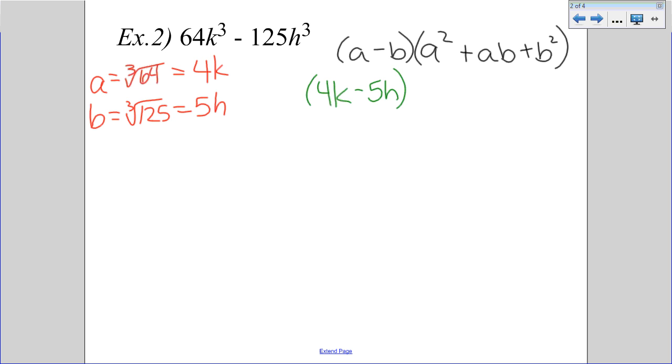I then have to take a and square it. So I'm going to square each part. 4 squared is 16, and k squared is k squared. Now remember, guys, this is where I told you to stop. Do these two terms multiply to give you 64k cubed? Yes, you do. So you've done the right squaring, you've done the right cube rooting. I now need to have plus a times b, so this is 20kh. And now I need to do b squared, so 5 squared is 25. But I have to take care of the h. So the h is also going to be squared, because you're checking.